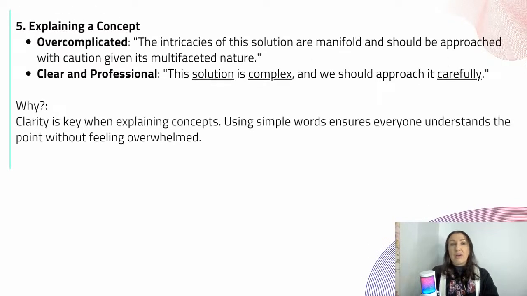And for instance, when you are explaining a concept, if you go overcomplicated as a teacher, as a professor or lecturer, or during a presentation, for example, the same, if you use words like intricacies or manifold or this kind of very complicated expressions, it's very unclear for people. So what you want is to say something like, this solution is complex and we should approach it carefully. So you're going to explain that solution with simple words to ensure everyone can understand the point and they don't feel overwhelmed.